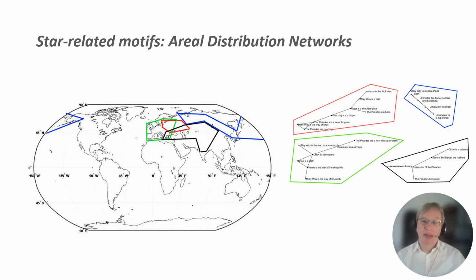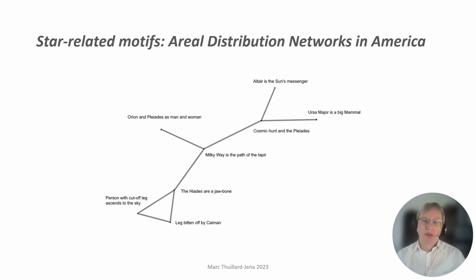You can repeat this in America, but the picture is not as nice because you don't have so many motifs. In East Africa, you get a little bit, and in West Africa, you see also some networks. So you see this network in America. You see that the Pleiades are important, the Milky Way, the Tapir is important, Ursa Major. So you don't have that many overlaps. You don't have so many constellations. You don't have so many stars that are similar to the ones you find in Eurasia, and that makes the study more difficult.